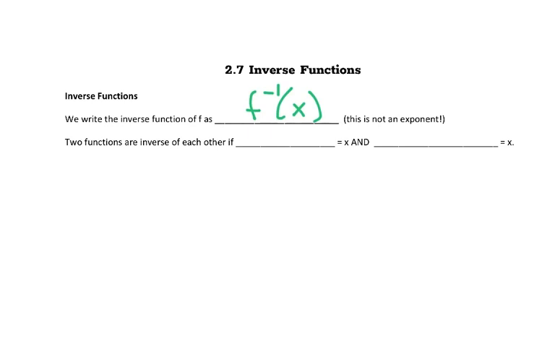Two functions are inverses of each other if f of g of x equals x and g of f of x equals x. It has to work both ways. So we'll see that in this next example. Here we have f of x is equal to x minus 300 and g of x is equal to x plus 300. And we want to know, are they inverses of each other?